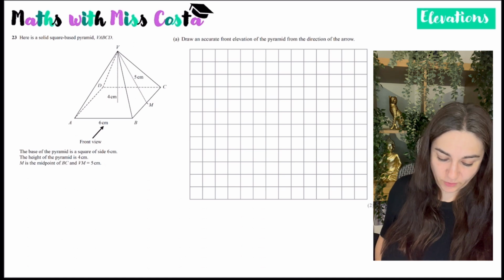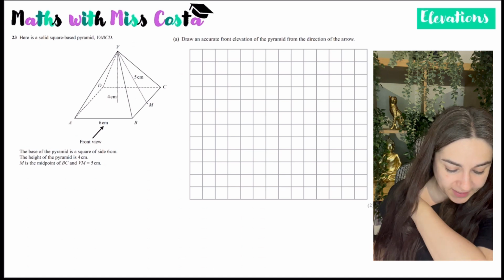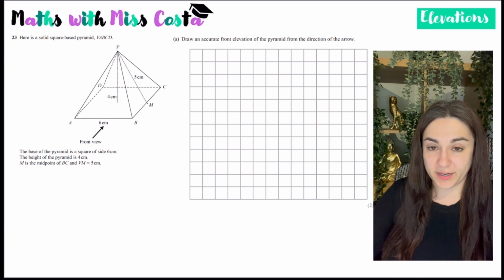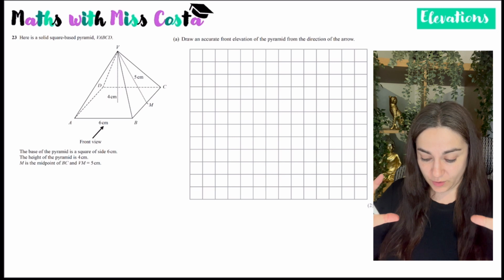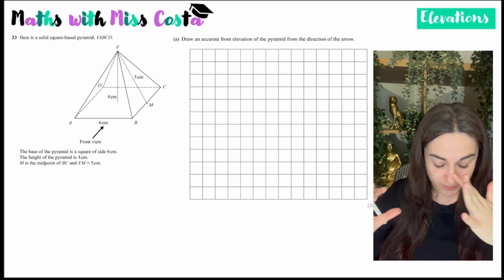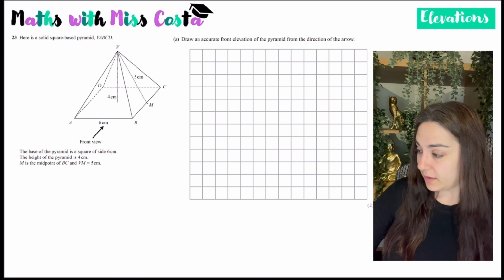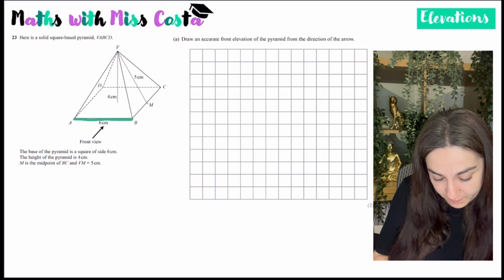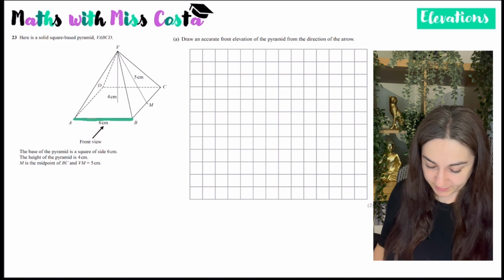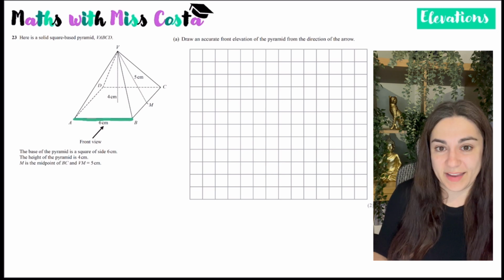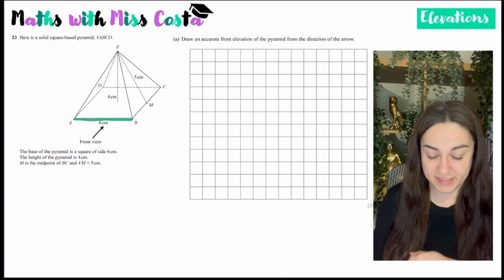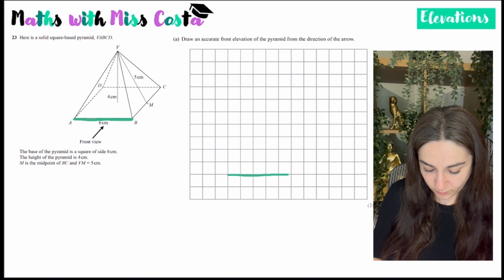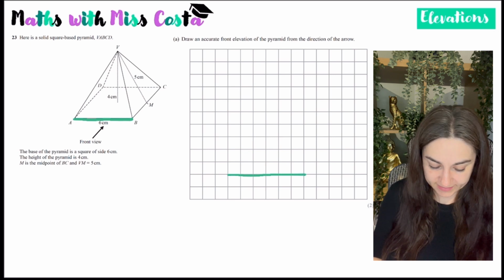Okay, next we've got an elevations question. So I'm told that here is a solid square-based pyramid, and I'm asked to draw an accurate front elevation of the pyramid from the direction of the arrow. So the front view, I know that I've got a base over here of 6 centimeters, so I can just start. This is generally when they give you a grid like this, it's going to be a centimeter square grid, so each little square is going to represent a centimeter. So we can do a base of 1, 2, 3, 4, 5, 6.